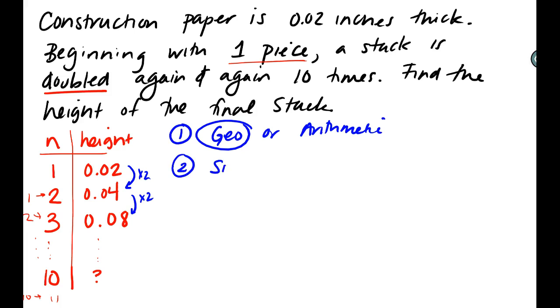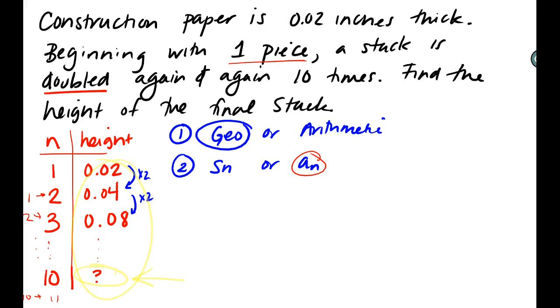Second question, do I want to find the sum of all of this, or do I just want to find the last term? So is my goal to add all this stuff together, or to just figure out this last term? And the goal is to just figure out the last term. I don't need to know how tall it was at each point added together. That doesn't make any sense. So we are just looking for A sub n.